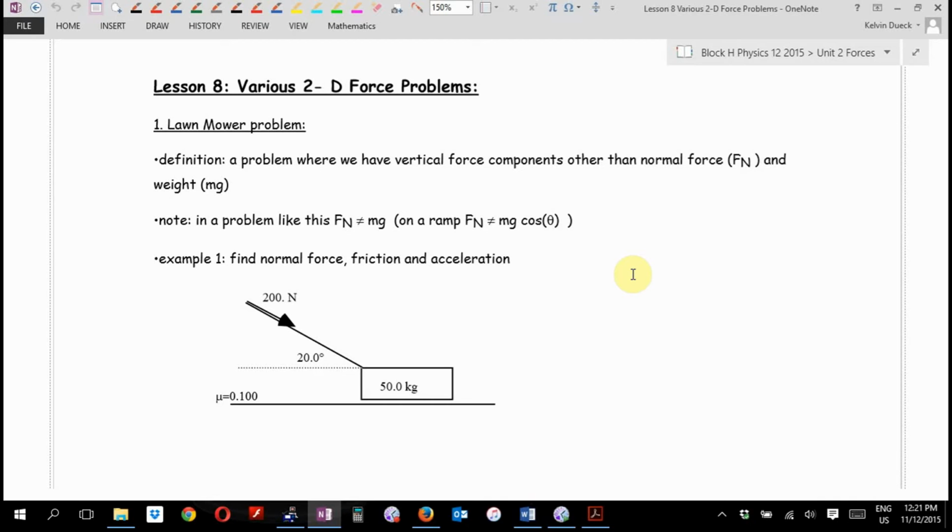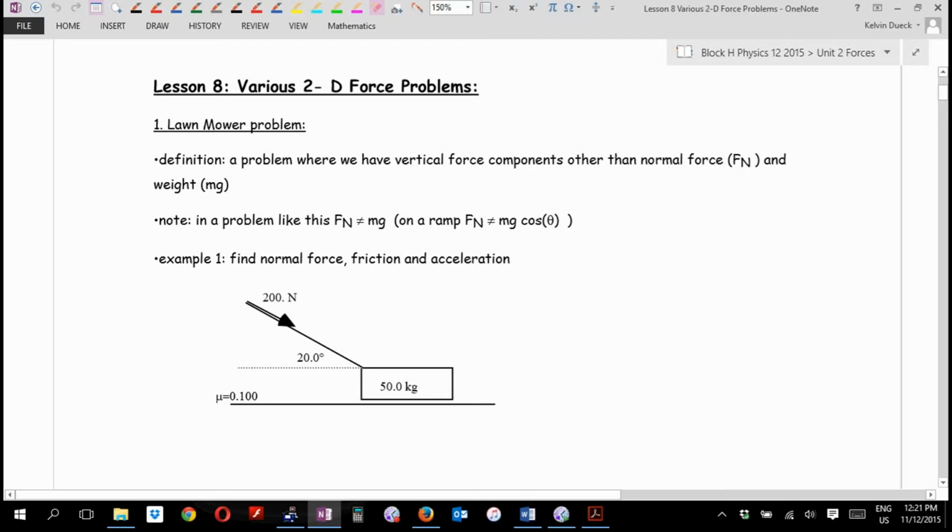Which other force has the normal force in its equation? Friction. Okay? So what's the definition of a lawnmower problem? Where we have vertical force components other than normal force and mg. The ground is flat, the forces are not. So in a problem like this, the normal force won't be mg. Or if I'm really mean and give you a ramp with forces at different angles, the normal force won't be... look, mg perpendicular, of course it is.